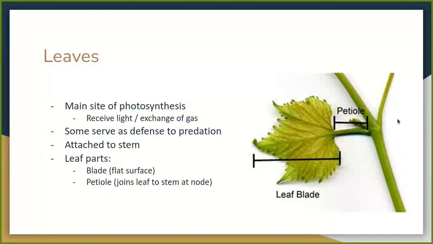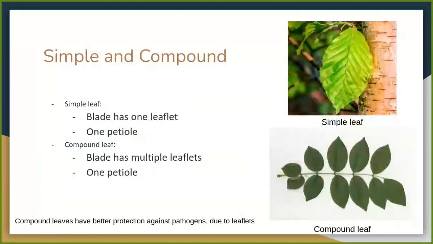Again, there are different types of leaves, including simple and compound leaves. Simple leaves have a single undivided blade. They could be deeply lobed, but they also have one petiole. So you can see on the top picture, that's an example of a simple leaf. It's just one flat blade that's connected to the stem with a petiole.